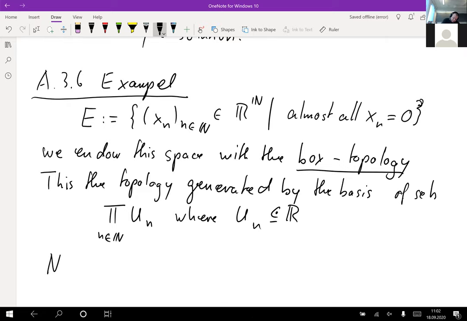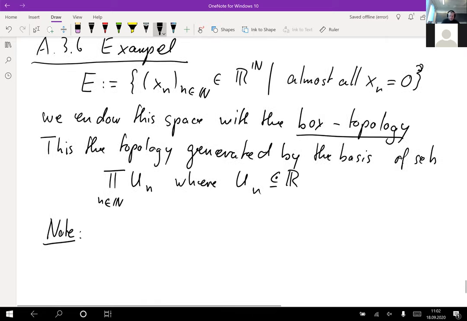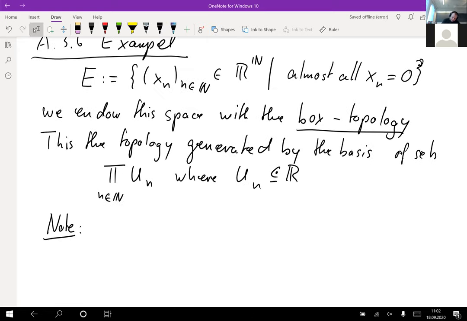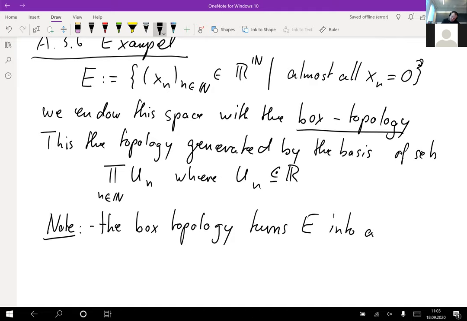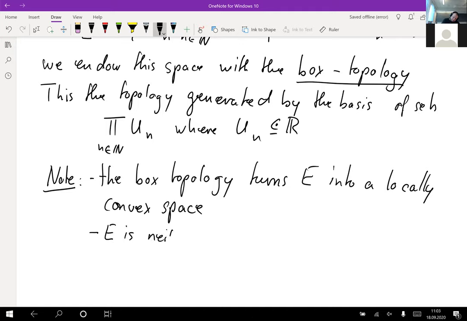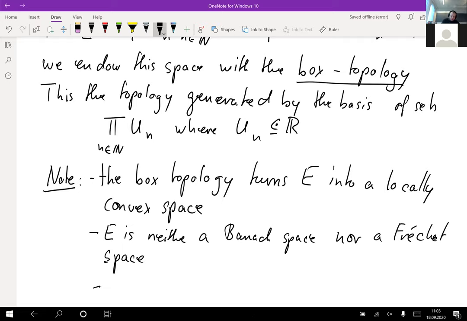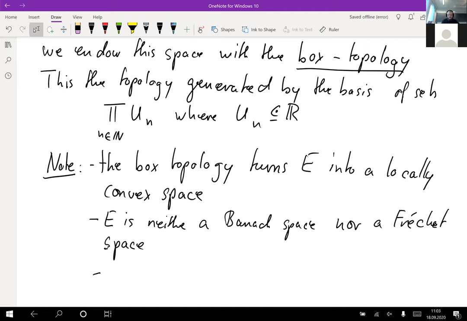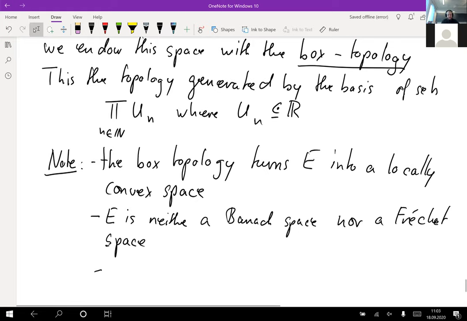Let's note several things, which you will check in the exercises. First of all, or for us most important, the box topology turns E into a locally convex space. E is neither a Banach space nor a Fréchet space. So the box topology is somewhat wild. We are not going to check that this is not a Fréchet or Banach space, but this is perhaps a little bit more for general education.